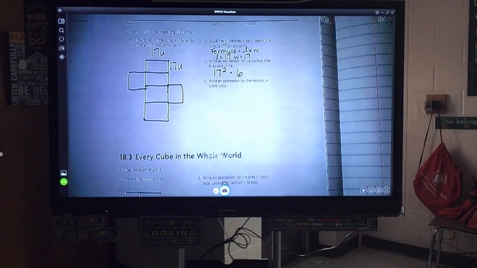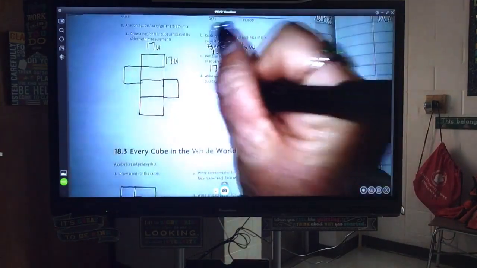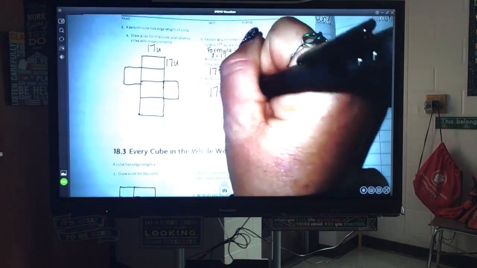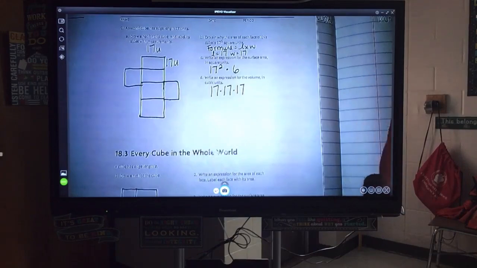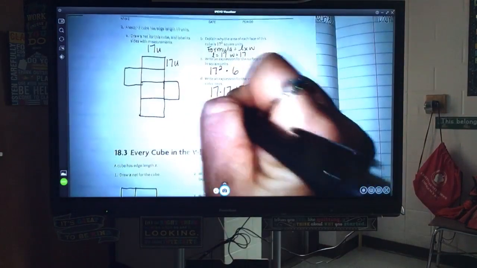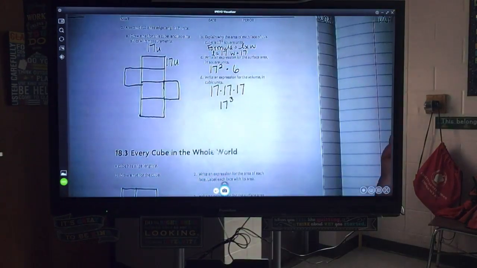All right, and then the last one says write an expression for the volume in cubic units. Jeremiah, what did you come up with? For letter D? 17 times 17 times 17. Perfect. So you can do 17 times 17 times 17, or you can also write it another way. What other way can you write it? Jackson. You can say 17 cubed. You can say 17 to the third power. Okay, power of 3. As long as you have the right number in there, you're fine.